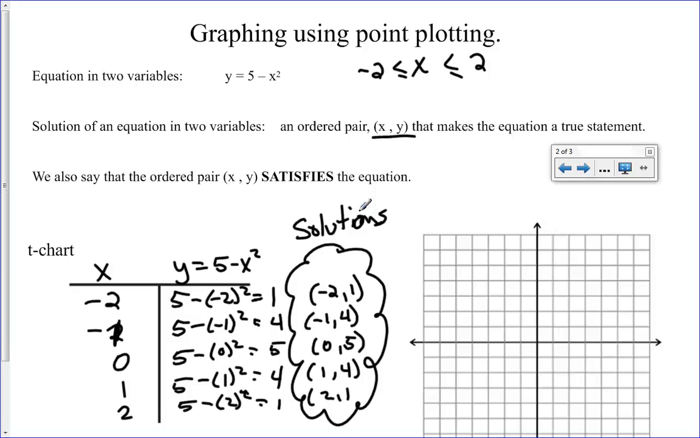So when it says graph this equation, we can use these solutions that we came up with and go ahead and graph it. So this first one is at a -2, so I will go left 2 and then up 1. Second one is at negative 1 and 4, so go left 1 and go up to 4. Then it's 0, 5. This one goes over here and so on. It's a mirror image of itself on the right side. So what kind of a shape is that called again? Parabola. Now it should be going through those points, but I don't have a steady hand. So this is a parabola.